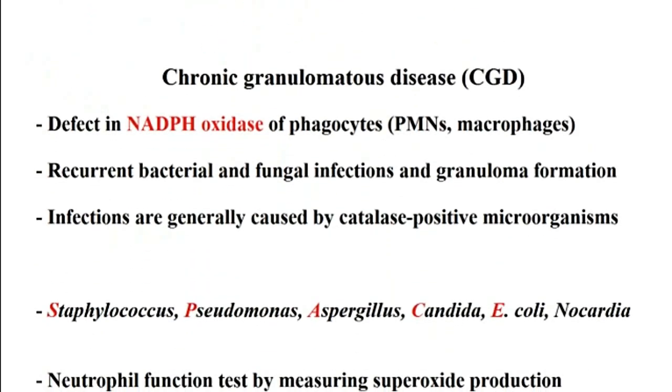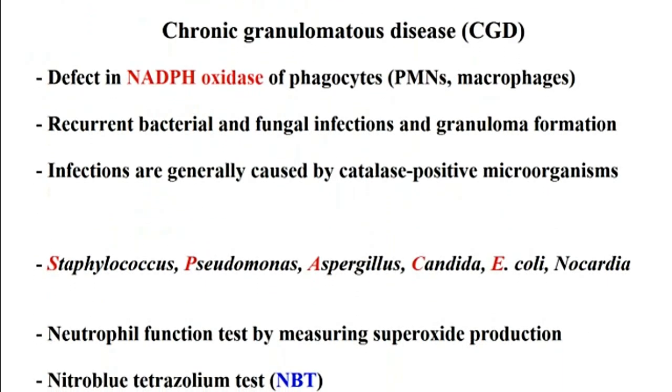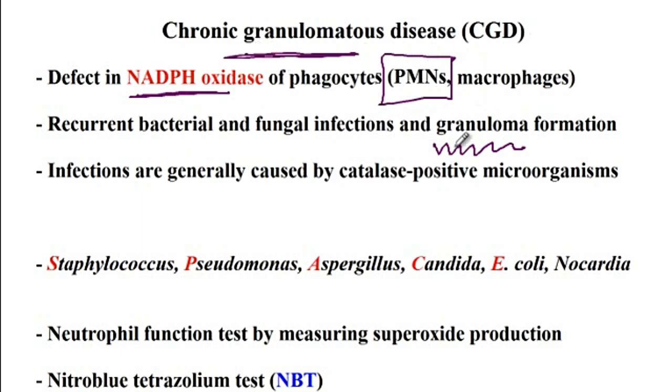Alright, so next we can go over the mechanism of pathogenesis of chronic granulomatous disease, or CGD. As we just discussed, defects in NADPH oxidase in the phagocytes, including the neutrophils, will result in CGD. These patients present with recurrent bacterial and fungal infections as well as granuloma formation, for which the name granulomatous has been given to this disorder.